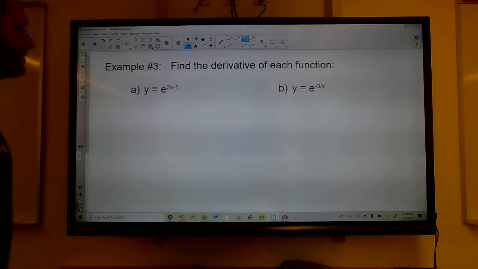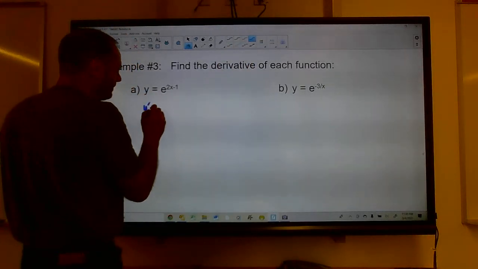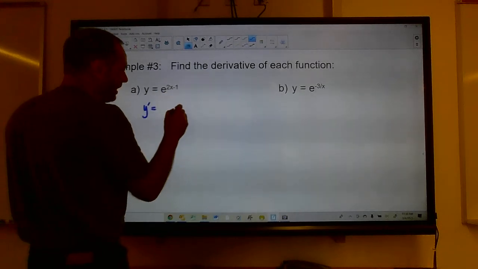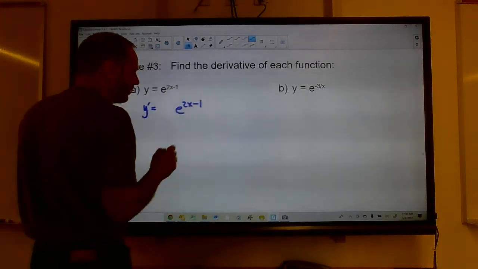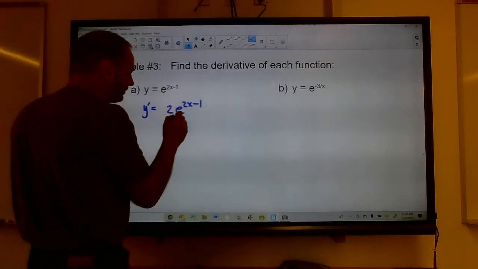Okay, find the derivative of each of the following. All right, so y prime is going to be e to the 2x minus 1 times the derivative of 2x minus 1, which is just 2.